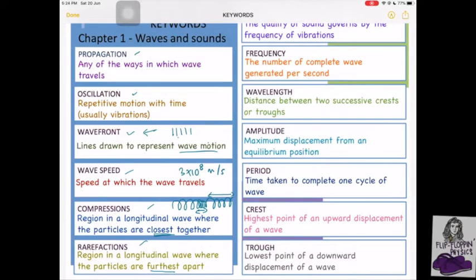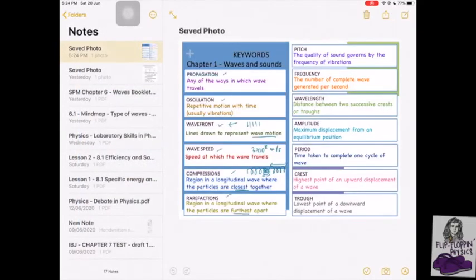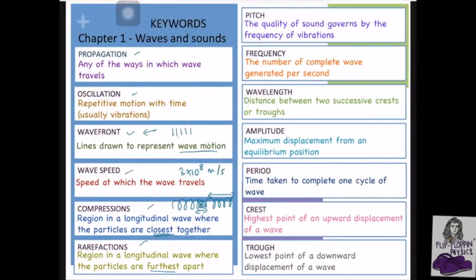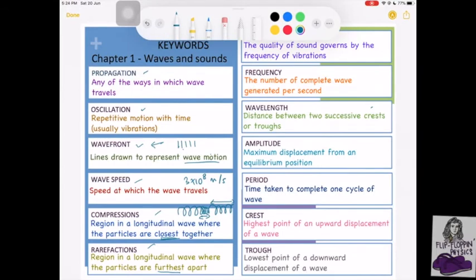And then next up is pitch. Okay. So pitch is basically due to frequency. So it's the quality of the sound. The lower the frequency, the lower the pitch. The higher the frequency, the higher the pitch. And then wavelength is the distance between two successive crests or troughs.